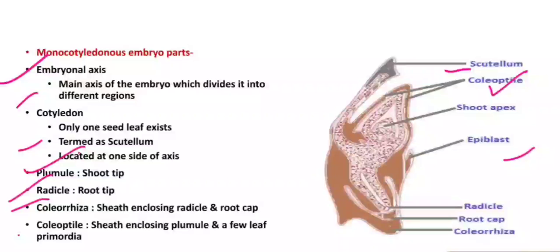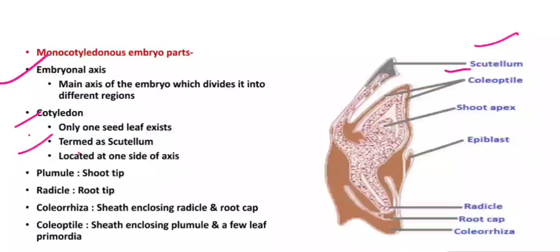Now next is monocotyledonous embryo. It has the following parts. One is embryonal axis, the main axis of the embryo, which is divided into different regions like cotyledons. Monocotyledonous embryo have only one seed leaf there, and that is termed as scutellum. Here you can see scutellum. It is located at one side of the axis.